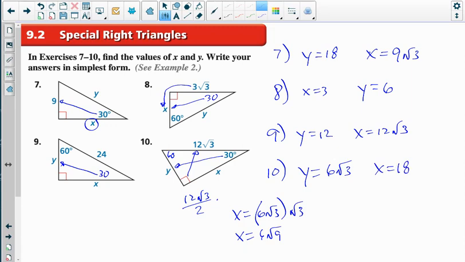So that's our section on special right triangles and using the 30, 60, 90 rule and the 45, 45, 90 rule. Okay, watch the video, pause it, take notes, and do the practice work.